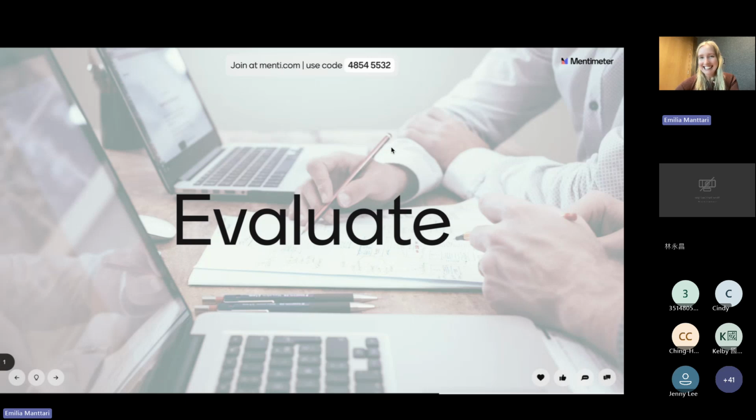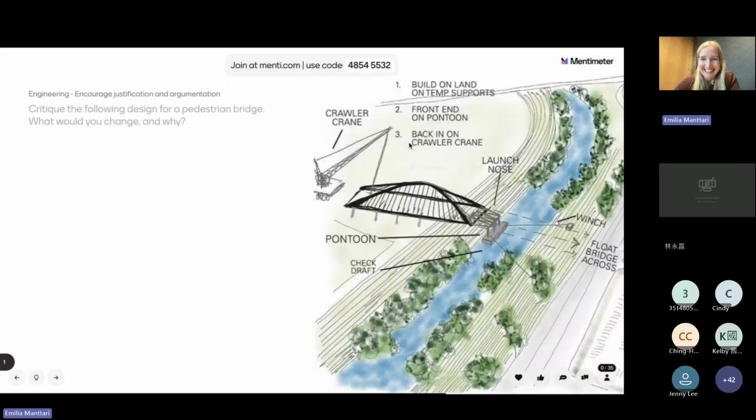Great. Second last level in the framework, we have evaluate. So this is really where you start arguing for a perspective or critiquing something else. And here we have an example around how you can use Mentimeter to critique or argument. So here I have picked an engineering example, and we have a little bit of a design of a pedestrian bridge. And our question is, what would you change and why?